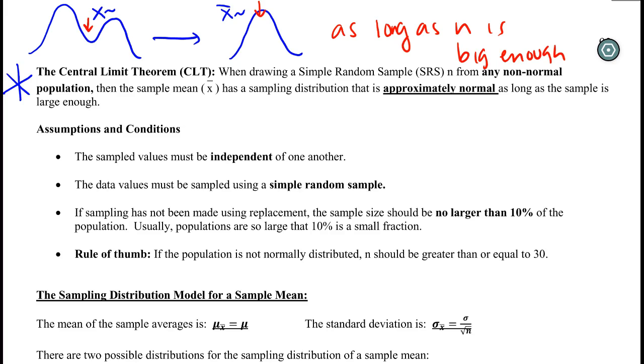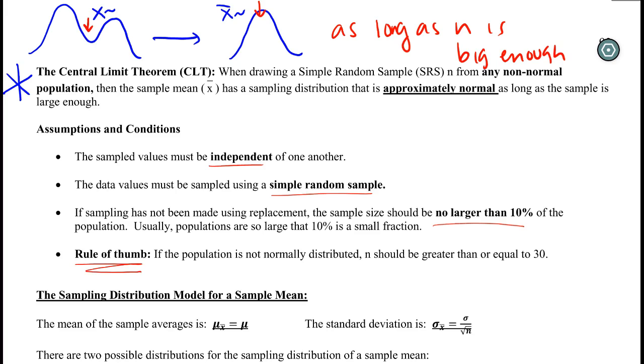We have some assumptions necessary to do all of this, the same ones we saw before when we talked about proportions. We still need independence: one person's outcome shouldn't influence the next. We still need our samples to be done using a simple random sample so we don't bring any sort of bias into our sampling. We still need our sample size to be small relative to the population, so we don't have to worry about the idea that we're sampling without replacement.